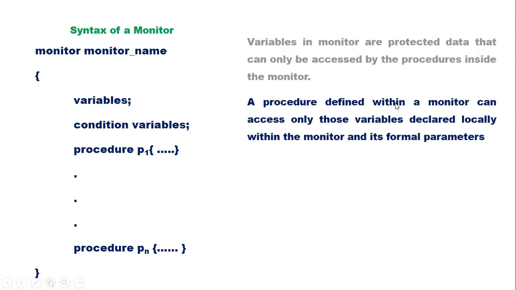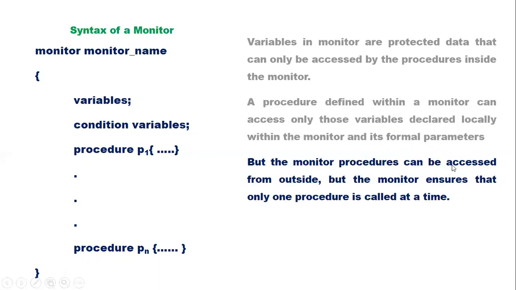A procedure defined within a monitor can access only those variables declared locally within the monitor and its formal parameters. So these procedures inside the monitor can access only these variables and also the formal parameters of the procedures. So it cannot access the variables that are declared outside the monitor.